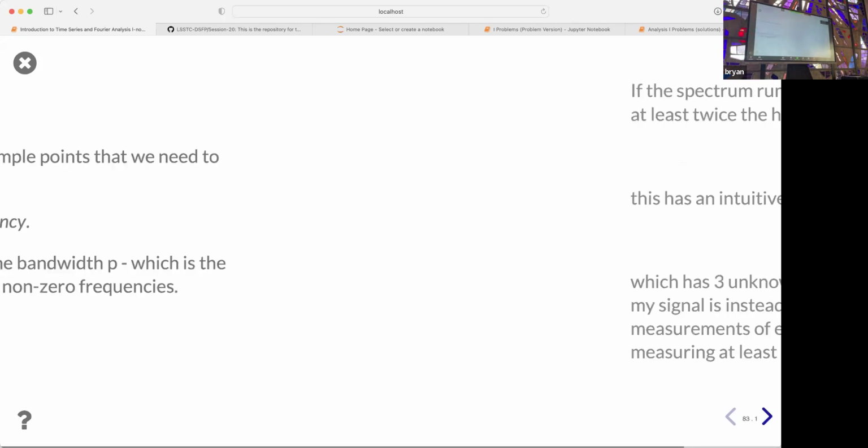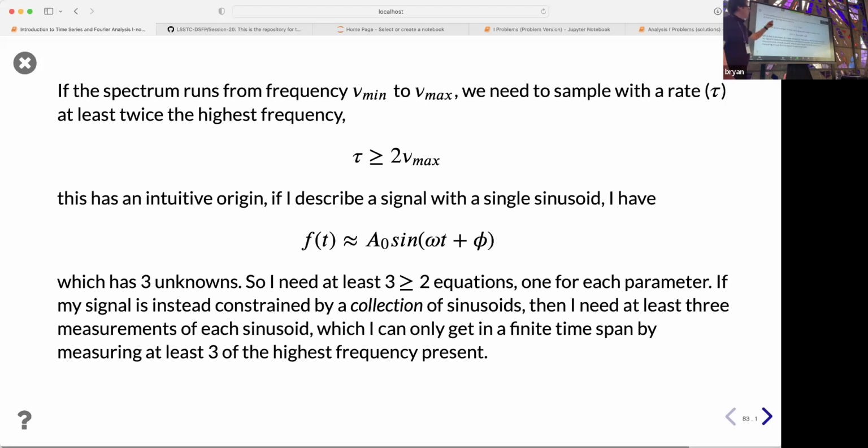But the result is that if the spectrum runs from a frequency, sorry to change notation again, mu min to mu max, we need to sample at a rate that is at least twice the highest frequency. Why is that? If I'm describing a signal by some approximation with an amplitude, a frequency, and a phase, I'm going to have at least three unknowns. I need at least three equations to solve for each of these three unknowns, which means I need to sample at least twice every frequency that's present. That's where it comes from.